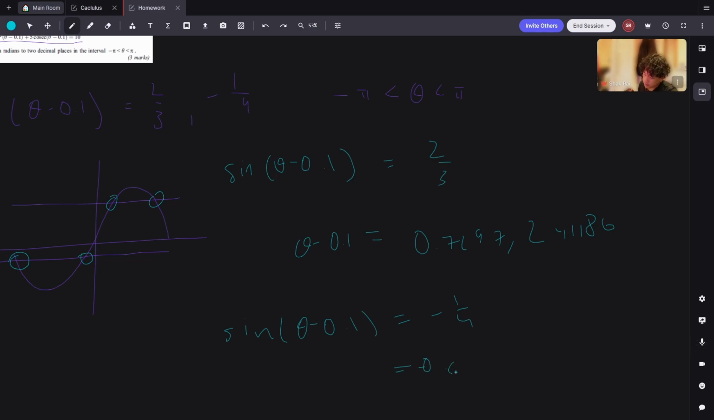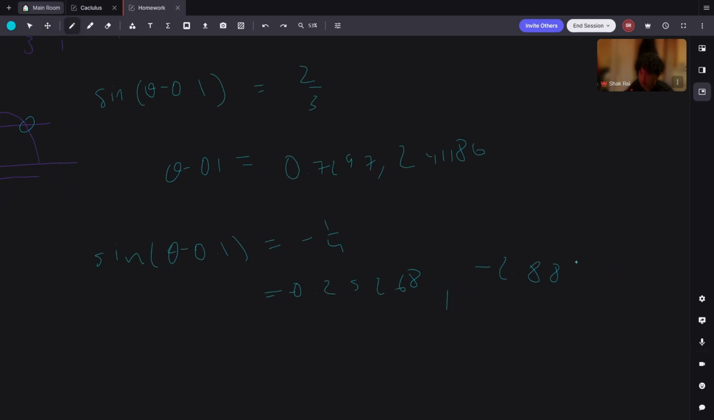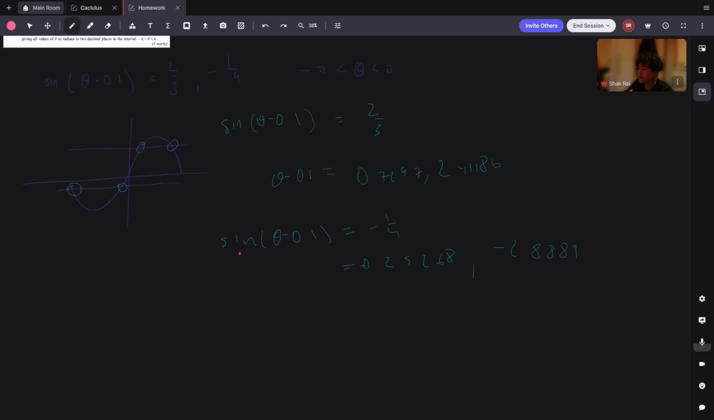minus 0.25268. And then the other value is going to be pi minus that. So pi minus the answer, minus pi plus the answer, equals the inverse sine of minus a quarter. So it's minus pi minus the answer, which equals minus 2.8889. Cool. So the 4 values of theta, because as you can see here, there's going to be 4 values.